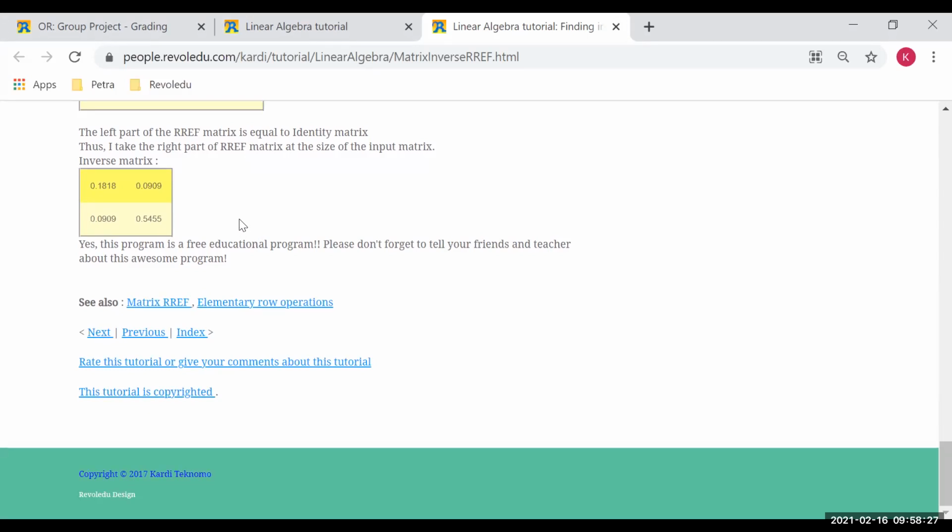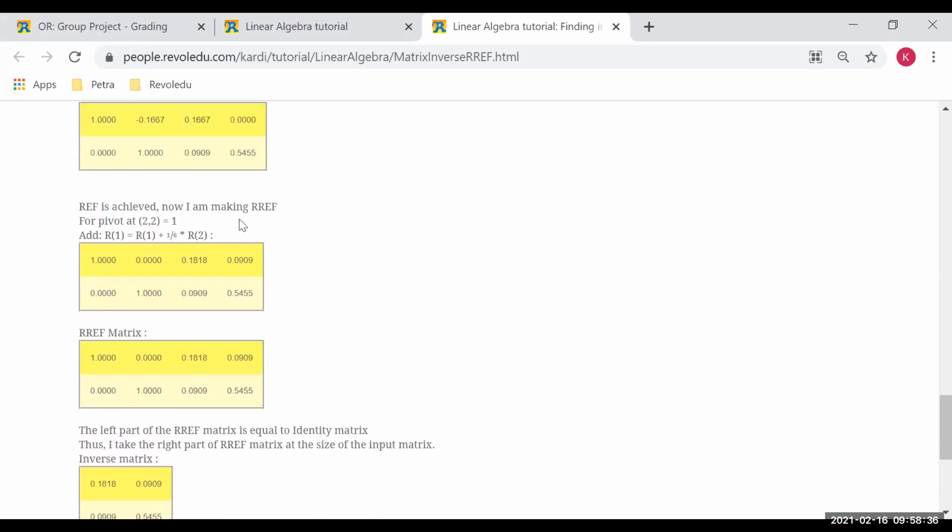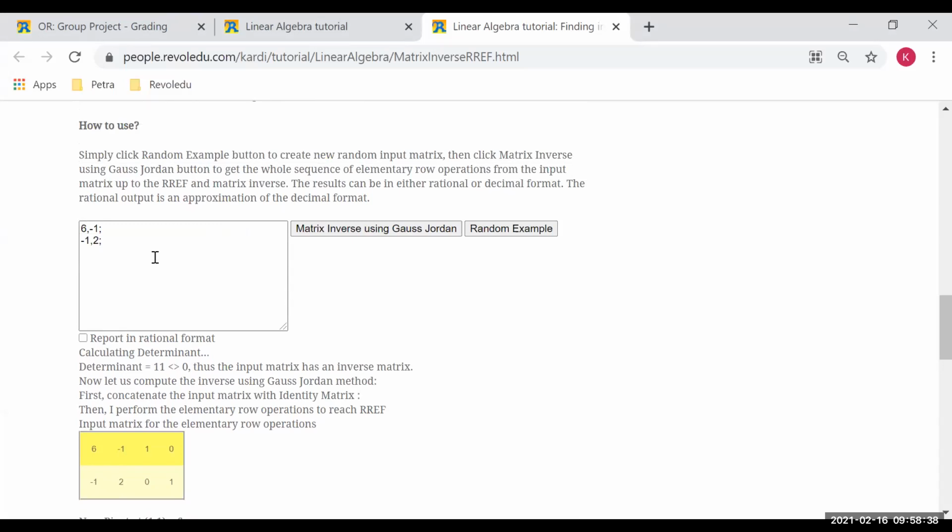If only in Operation Research 1, Eugene, we knew about this. Now you know. So you only need to type what? Can I see what you just typed? Yeah, I just typed the 6 minus 1 minus 1, 2. You need to put the semicolon at the end because the program needs to know. Very easy. You see? Super easy, right? Okay. Thank you.